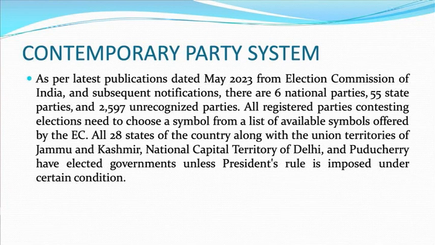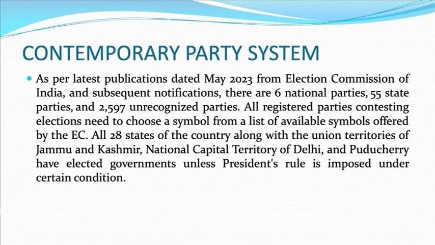As per the latest publication from Election Commission and the subsequent elections, there are 6 national parties, 55 state parties and some 2,500 unrecognized parties. All registered parties contesting elections need to choose a symbol from a list of available symbols offered by the EC. So, first of all, the current status today is that we have 6 national parties, we have 55 state parties and something like 2,597 unrecognized parties.